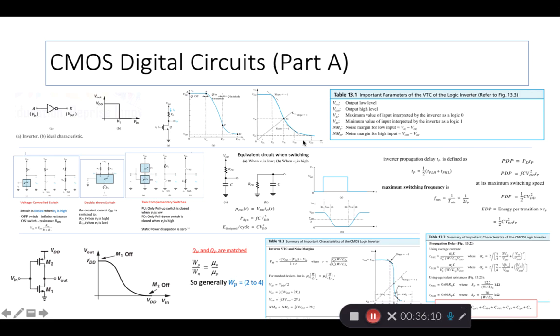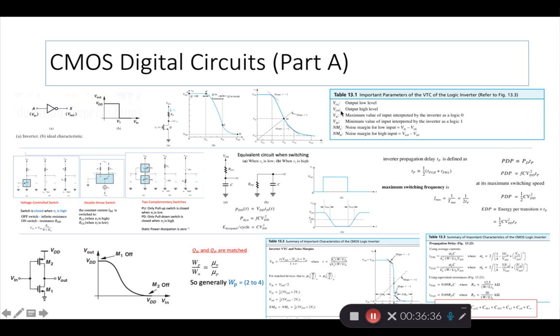That range, or the limits of the high and the low, are important because they help you define how well the inverter will behave and how immune it is to noise, right? So these NML and NMH, noise margin low and noise margin high, are defined like this: VIL minus VOL, and VOH minus VIH.